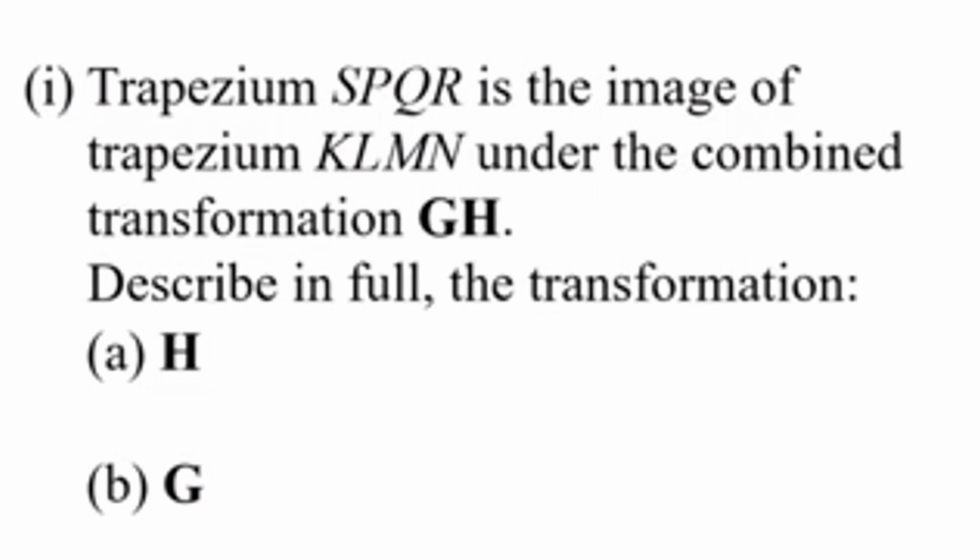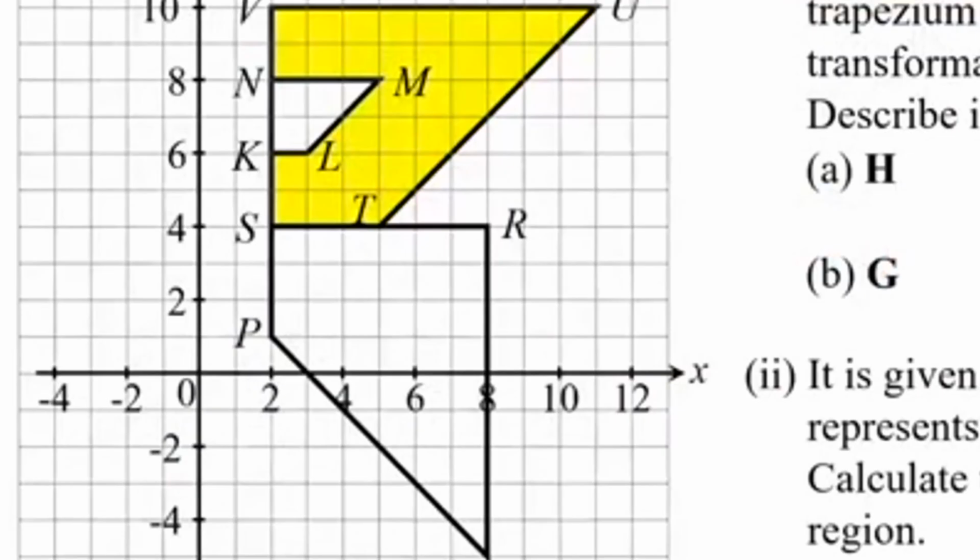So for combined transformation, we will do the second one first, which is H. GH, so we will do H followed by G. So let's see how to do H. From object KLMN, we will do H, which is enlargement. Followed by, we will do G, which is rotation. So we are doing two transformations at the same time, so it is called combined transformation.